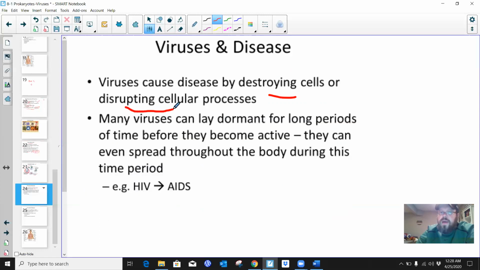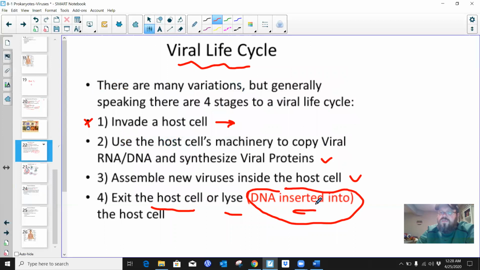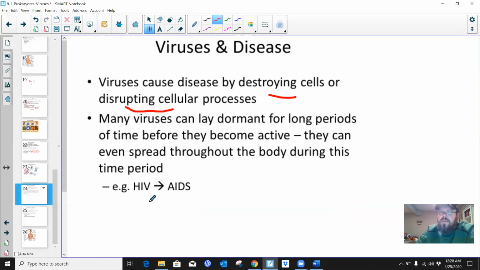Or they disrupt cellular processes. If the virus is inserted into and becomes a part of the host cell's genetic material, that certainly, it's like putting some extraneous sentence into a paragraph. It doesn't necessarily fit. It doesn't necessarily make sense, and then it is going to throw off those genes or information for ultimately healthy proteins or healthy processes that those proteins support. Many viruses can lay dormant for a long period of time before they can become active. Okay. And they can spread throughout the body during this dormancy period.